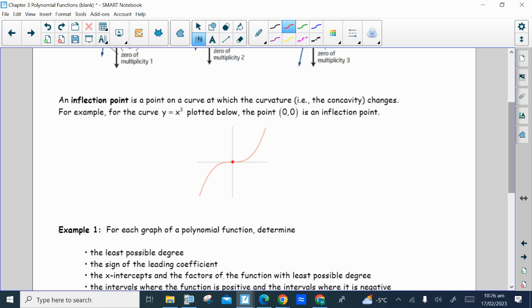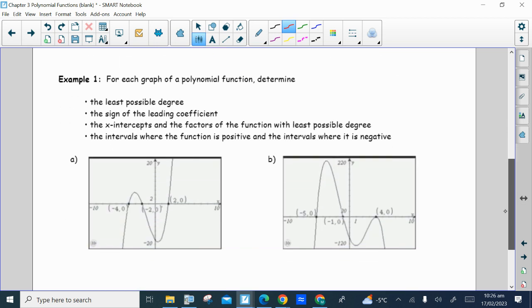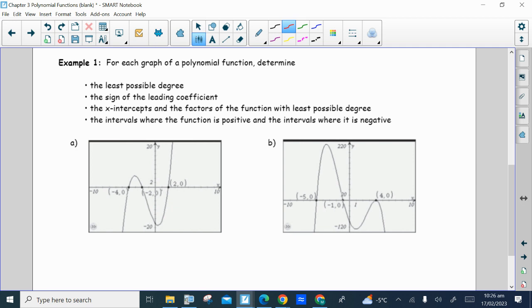So this is the graph of y equals x cubed again, and (0, 0) is a point of inflection. So for these examples, it says, determine the least possible degree, the sign of the leading coefficient, x-intercepts and factors, as well as where it's positive and where it's negative. And again, that refers to where the graph is above the x-axis. The y values are positive there. If the graph is below the x-axis, then the y values are negative.